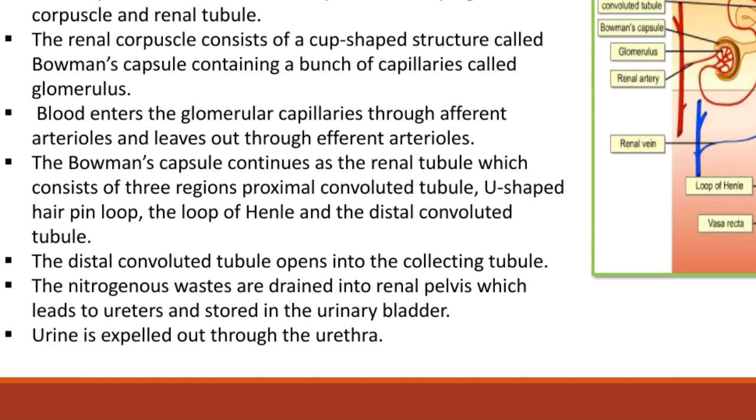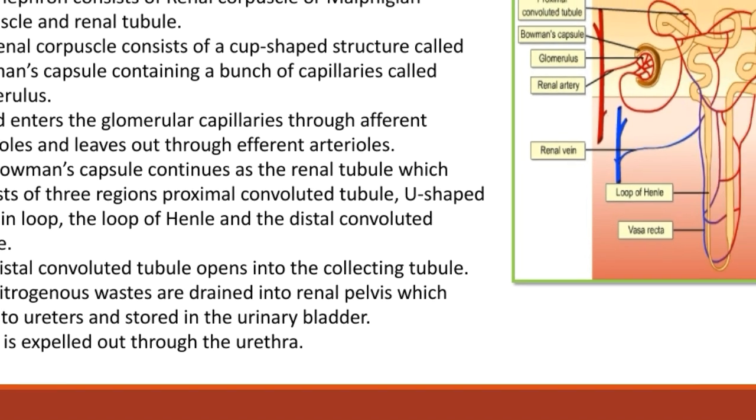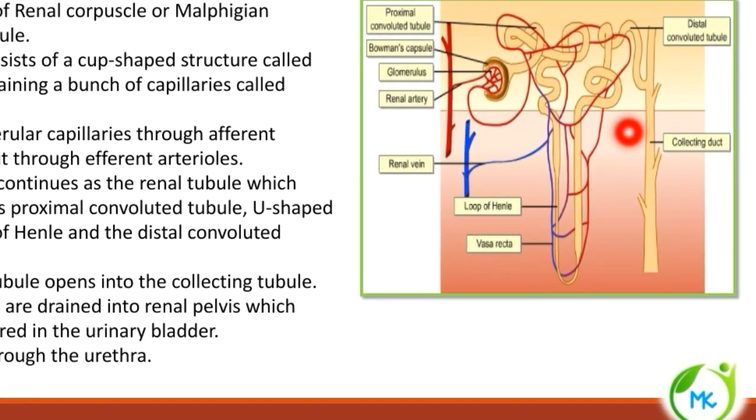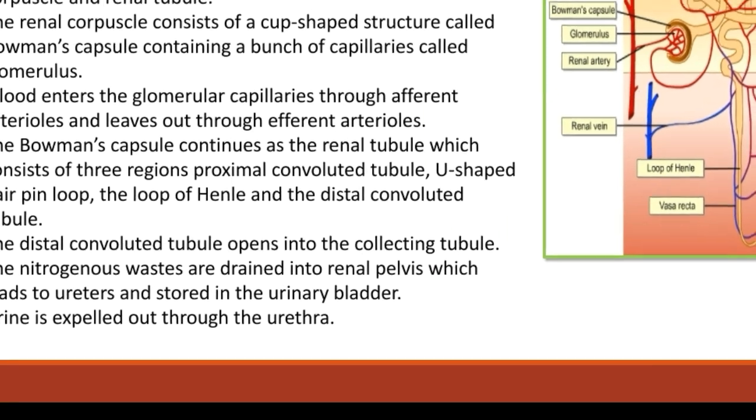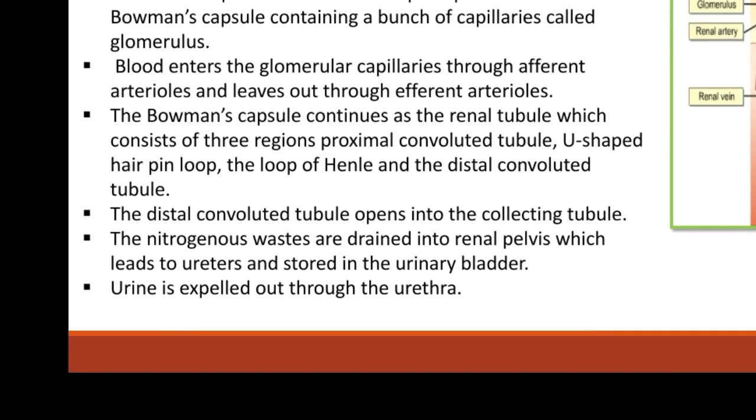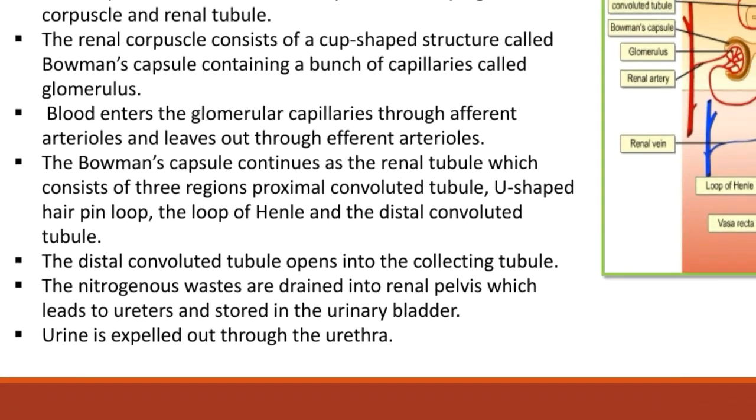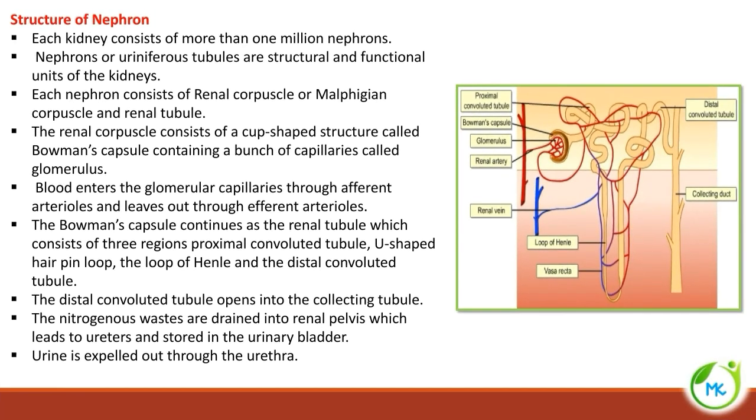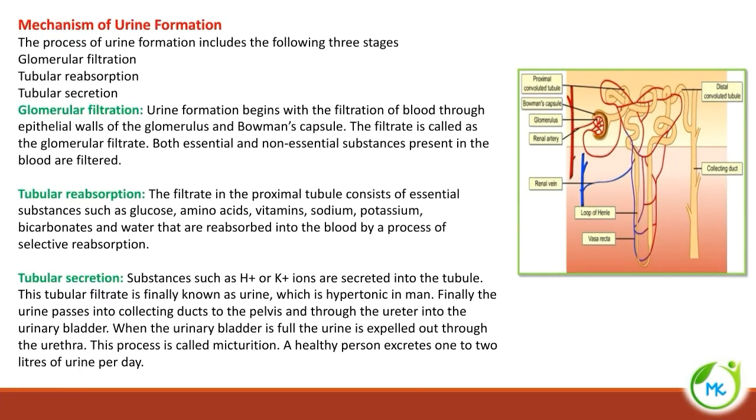It is followed by the distal convoluted tubule, and the distal convoluted tubule opens into the collecting duct or collecting tubule. This collecting tubule drains into the renal pelvis, and the renal pelvis, as you know, opens into the ureter. From the ureter the urine is sent out to the urinary bladder where it is temporarily stored, and later the urine is expelled out through the urethra. So this is the structure of the nephron.